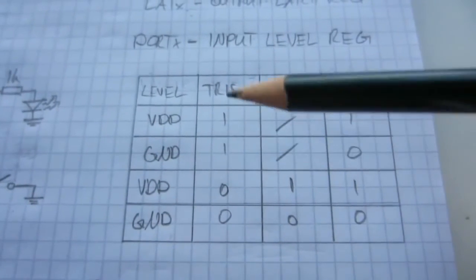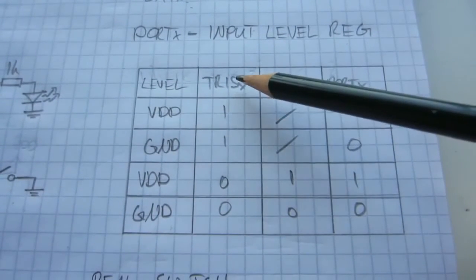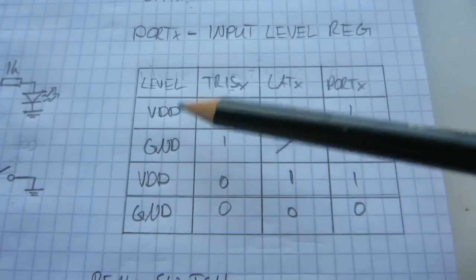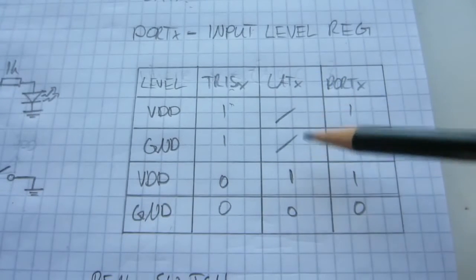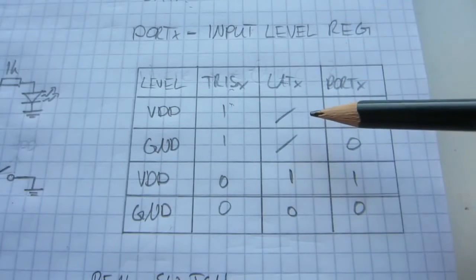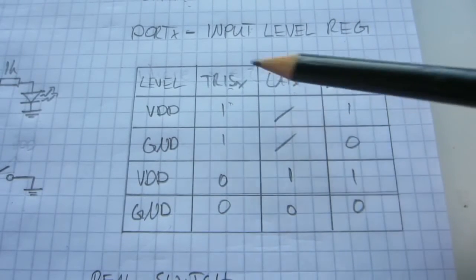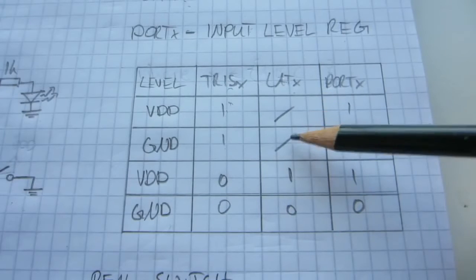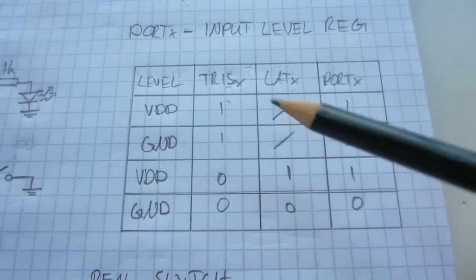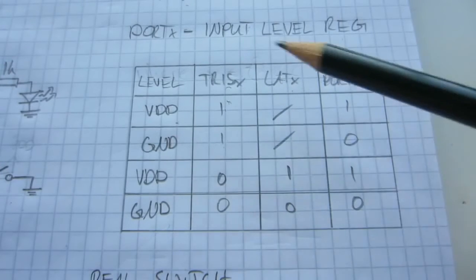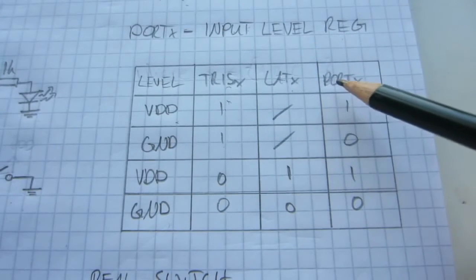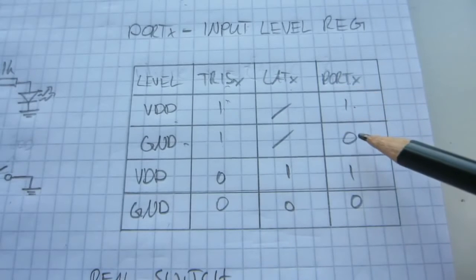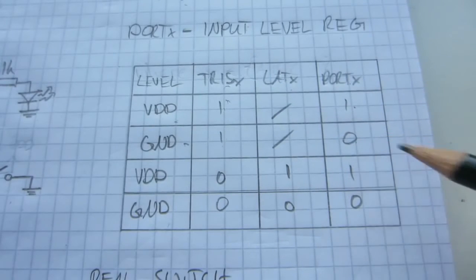So I've got a little table here. If the direction bit is set to 1, it means we've got an input, and the latch register is not used for input pins, so it doesn't matter what the latch register does, because this pin is configured as an input, so the output latch is disabled. Now, if we have got VDD present on an input, then the corresponding bit in the port register is going to be set. And if we've got ground present, then the corresponding bit in the port register is going to be cleared.